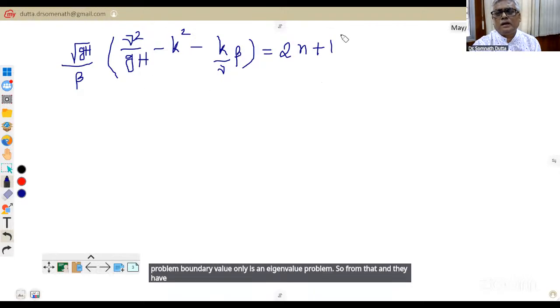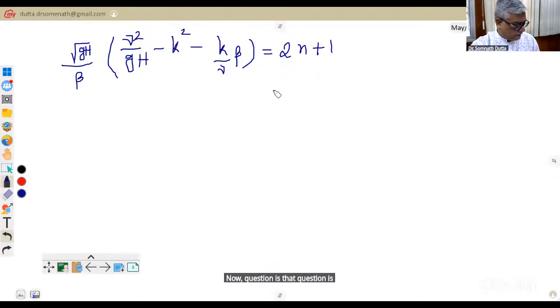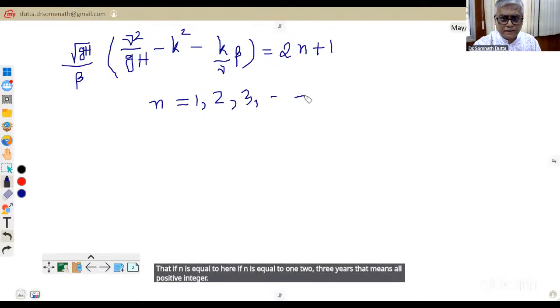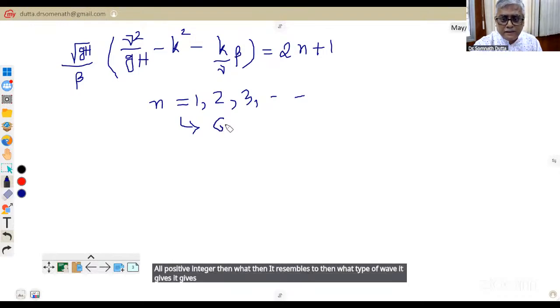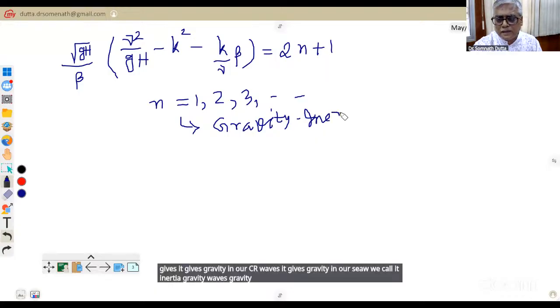So now the question is, what happens if n is equal to 1, 2, 3, that means all positive integers? Then what type of wave does it give? It gives gravity inertia waves. We call it inertia gravity waves.